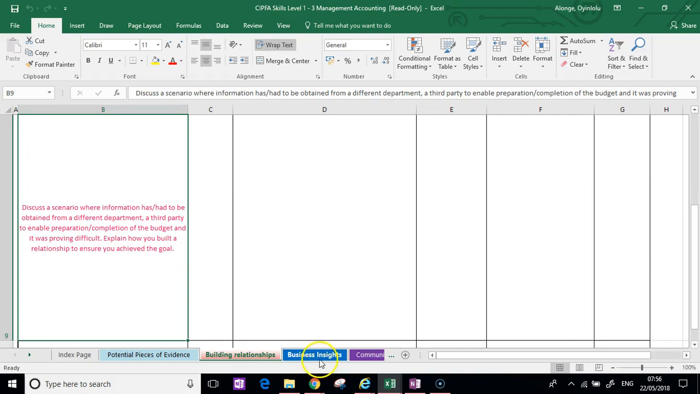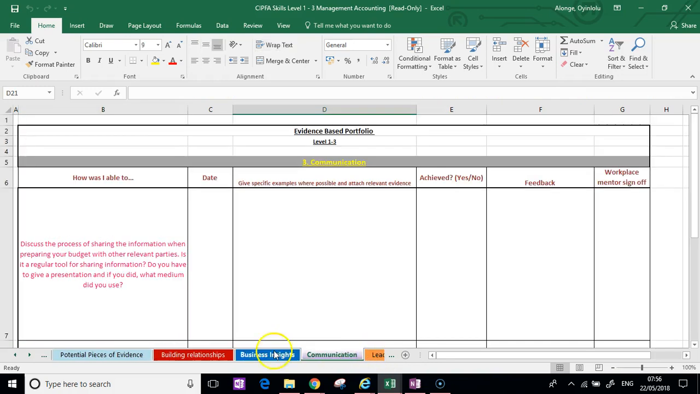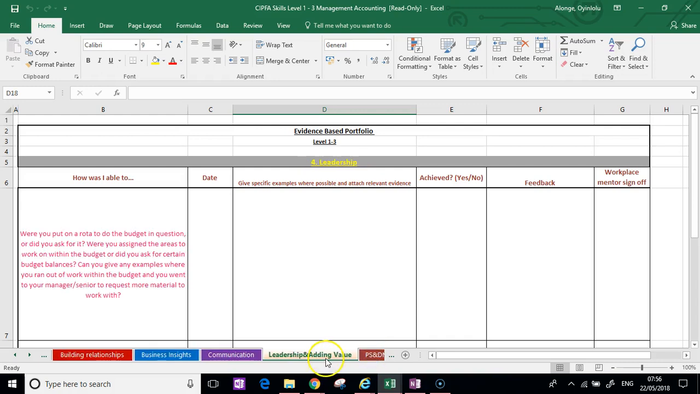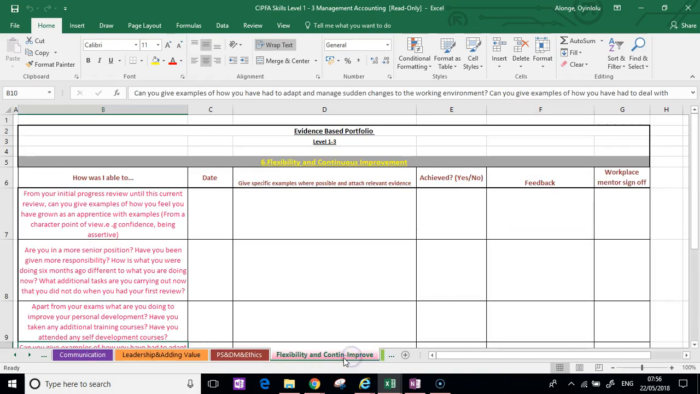So we're just trying to get this information from the student, and we have questions right across these different skills. You can see here they are: building relationships, business insight, communication, leadership and adding value. You probably have these now, so you can look at the questions, and of course we can add to them and adapt them a little. That's kind of where we're going with this: flexibility and continuous improvement. So we have a range of questions. The idea is the student is given this workbook, or they pick up this workbook.